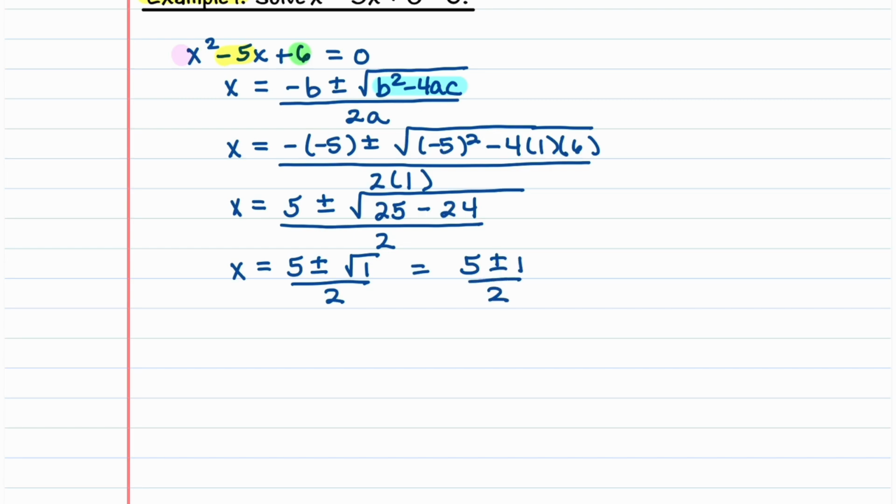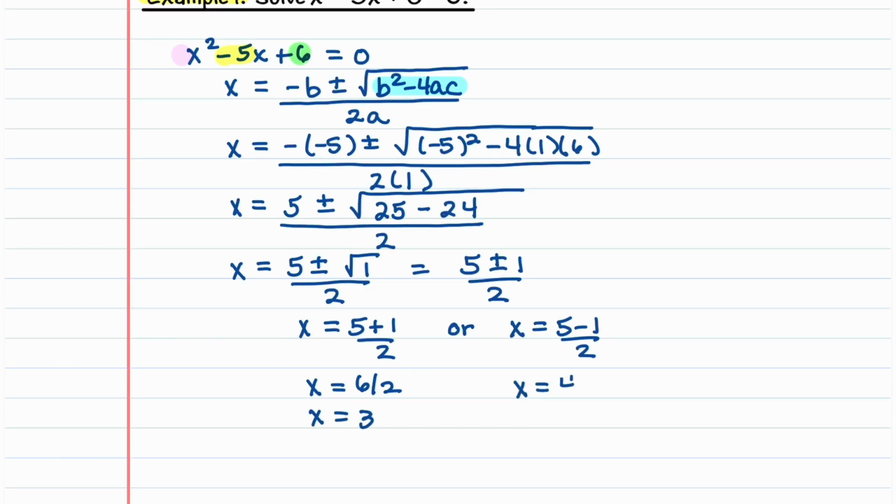We're going to have two solutions, and they are x is equal to 5 plus 1 divided by 2, or our other solution is x is equal to 5 minus 1 divided by 2. So we get x is equal to 6 divided by 2, which is x is equal to 3. And on the right, we have x is equal to 4 divided by 2, which gives us x is equal to 2. Our solutions are then x is equal to 3 or x is equal to 2.